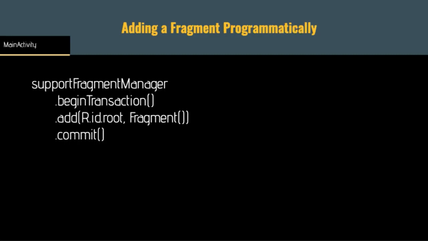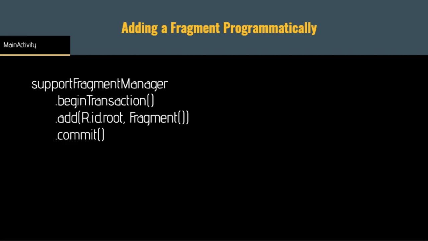Next up, we could add a fragment programmatically. And so this demonstrates both the fragment manager and the fragment transaction. So within main activity or any other activity, we could get a reference to the support fragment manager. Then we'll call the begin transaction method. Now everything that is happening after begin transaction is then defining that individual transaction. So in this case, we are going to add a fragment to the container that has an ID of root.